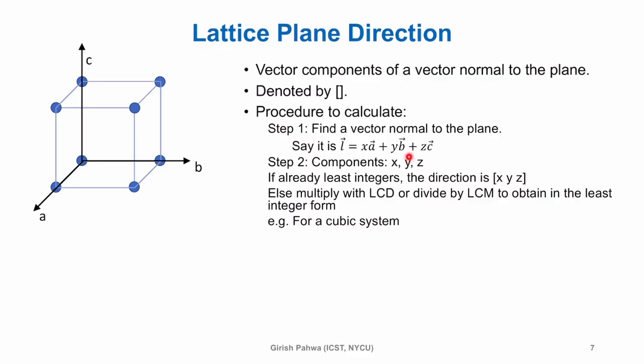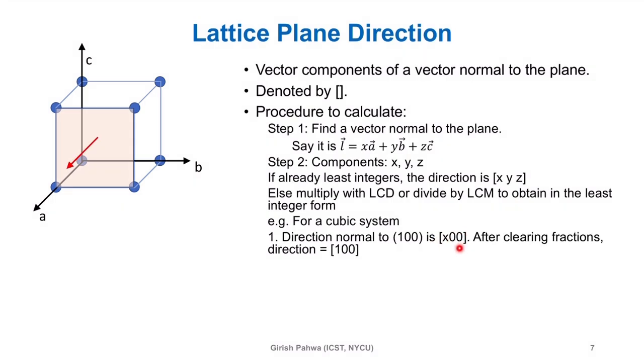If I say what are the vector components, x, 0, 0. Right? Now, x can be any number. I can take this x out, and after clearing the fractions, the direction is going to be 1, 0, 0. So x can be any number, but if it is already 1, perfect. If it is not 1, say it is 1 by 2, so what do you do? Multiply with the least common denominator. So you basically multiply by the 2, right?